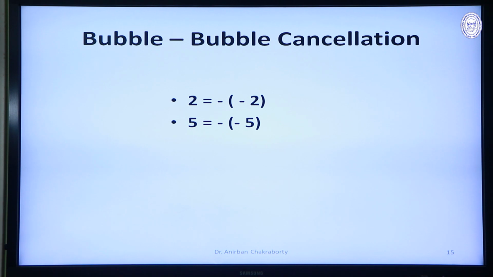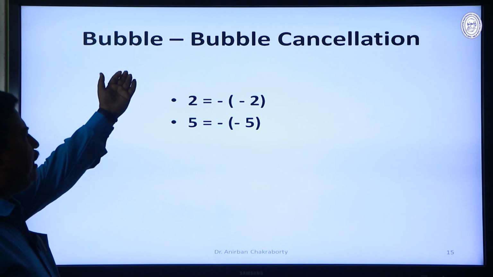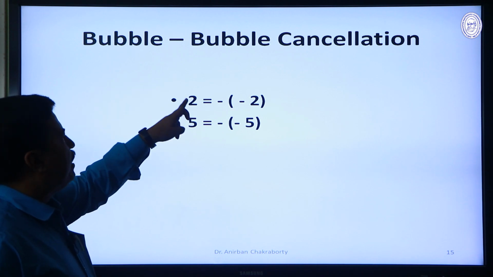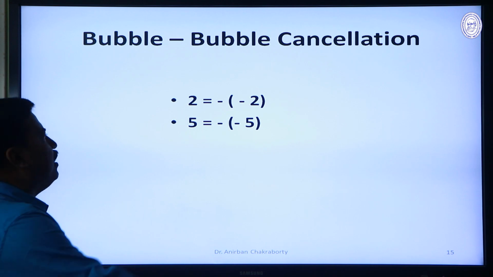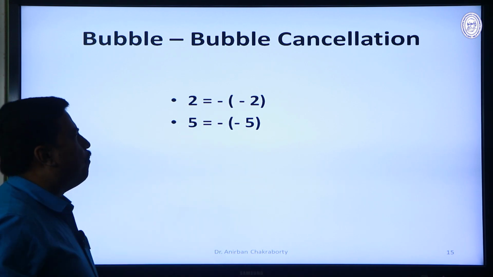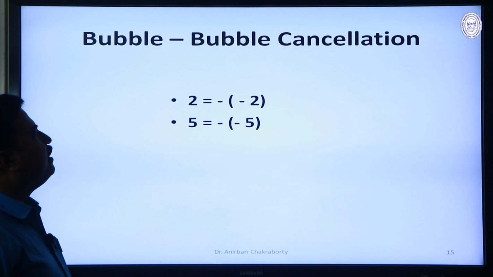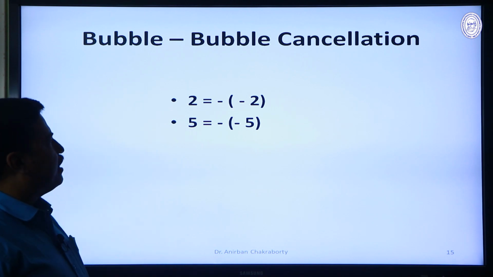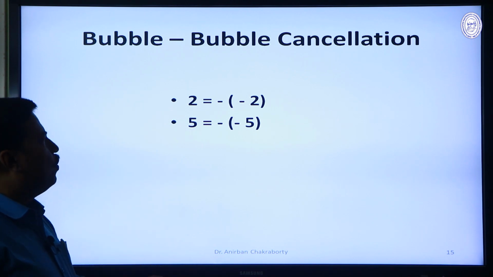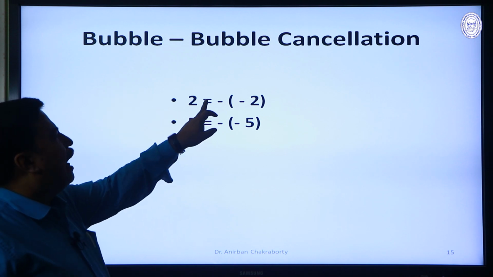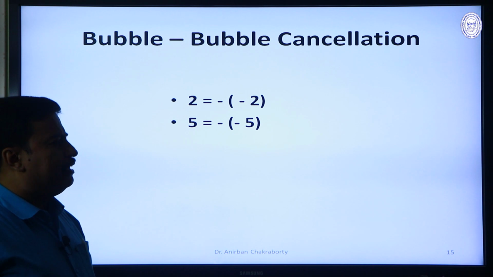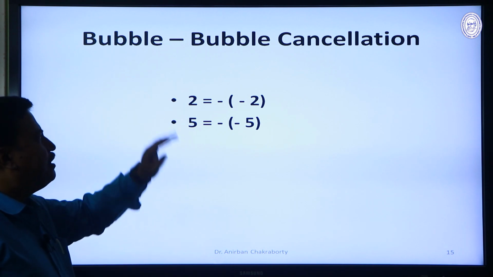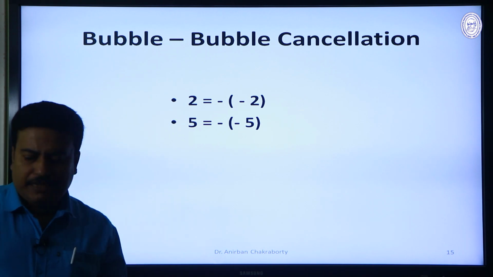Here I must learn one concept of bubble cancellation law. In general mathematics, suppose a number is there, 2. If I add just 2 minus signs, negative signs, then what would be there? Again I am returned back plus 2. So I can use 2 negative signs one after another safely, with no change in the value.